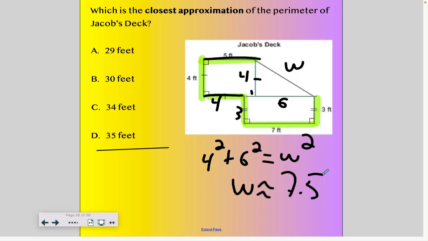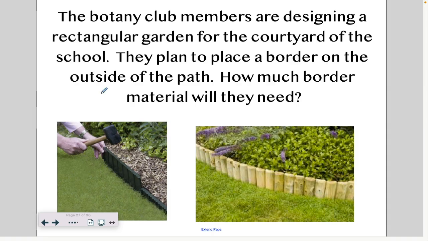Roughly 7.5. Then you add them all up, and they made it very close for you. It is in fact 34. Okay, good. Questions about that one? That one's tricky. You need a way to prove to me what that diagonal segment is, though. I'll look at your work a little bit later.